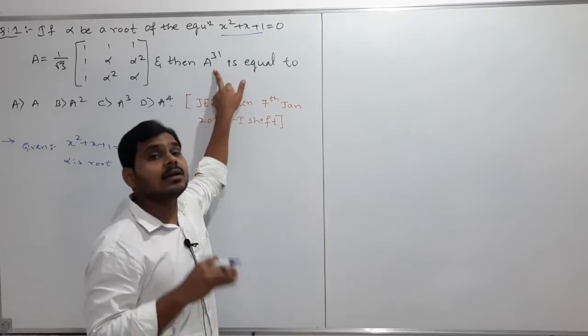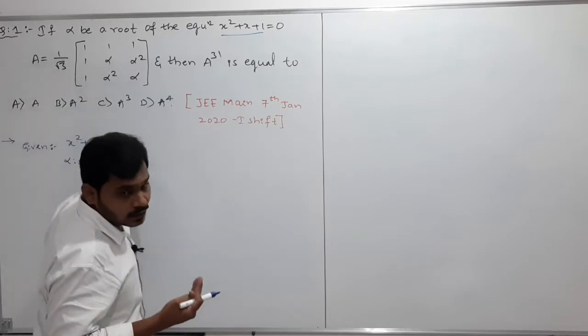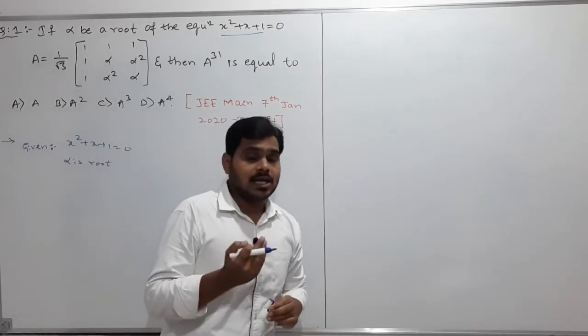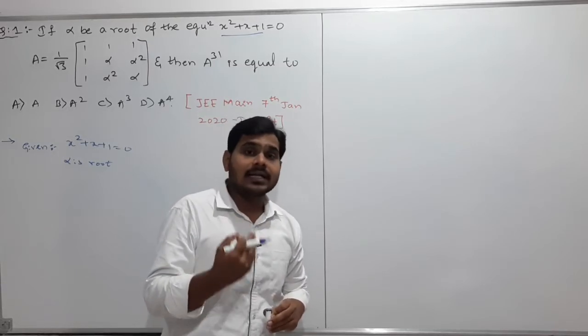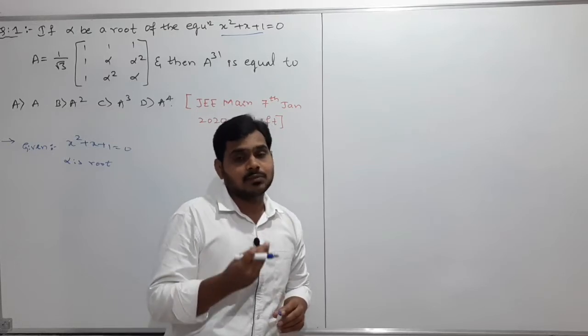So for that reason, first I'll solve the given matrix. I'll calculate A square, A cube, A to the power 4, and like that I'll go on checking whether I get an identity matrix or not.